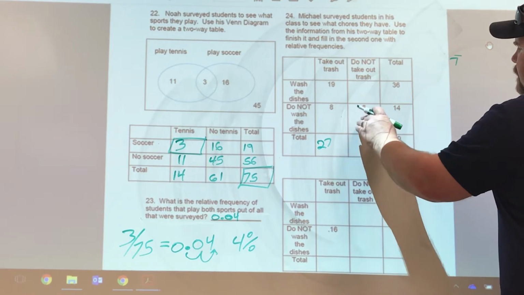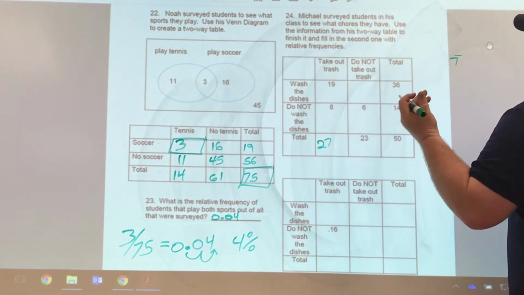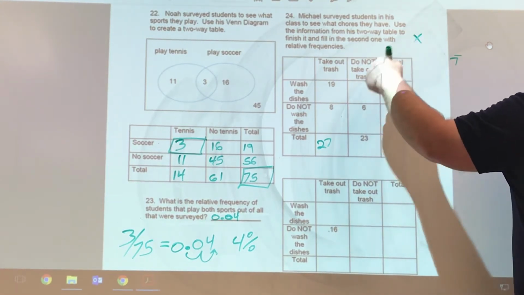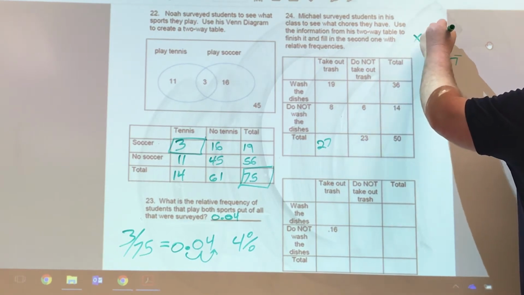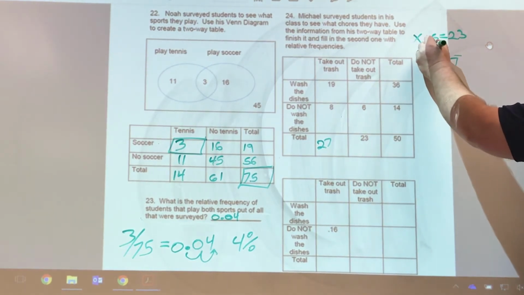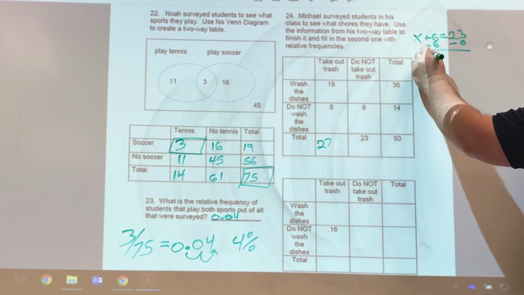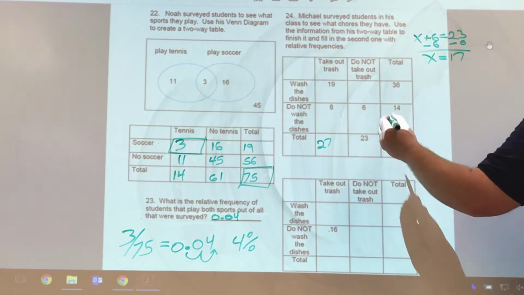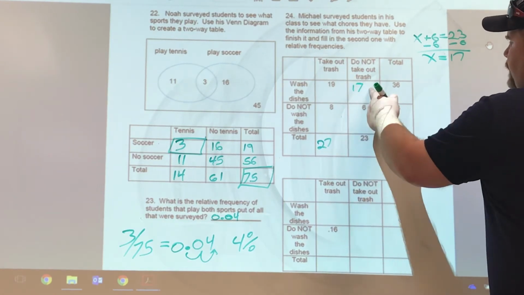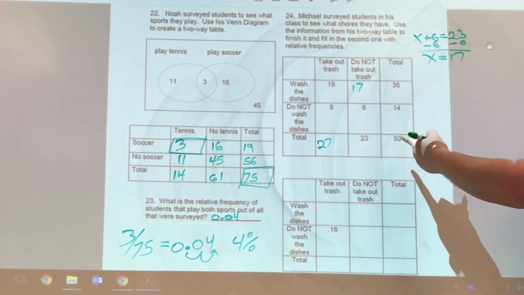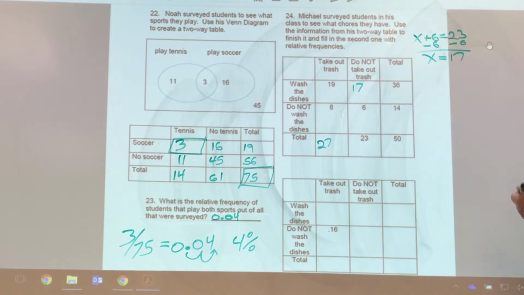It'd be 23 minus 6 equals this blank. Or if you use algebra, it would be x plus 6 has to equal 23. You guys know that's a one-step equation. You would subtract 6 from both sides. And when you do that, it would say x equals 17. So 17 would be the answer. 17 plus 6 makes 23. These are already in there, so we're good to go on that.